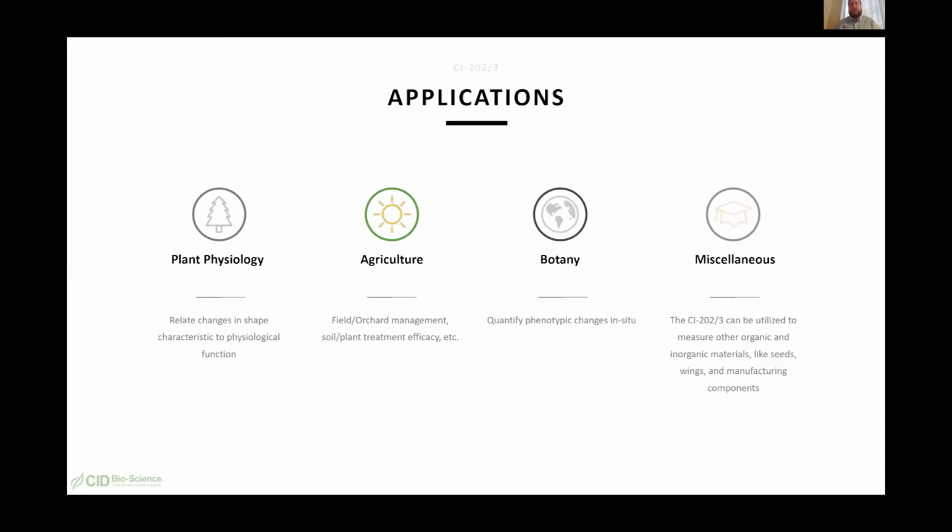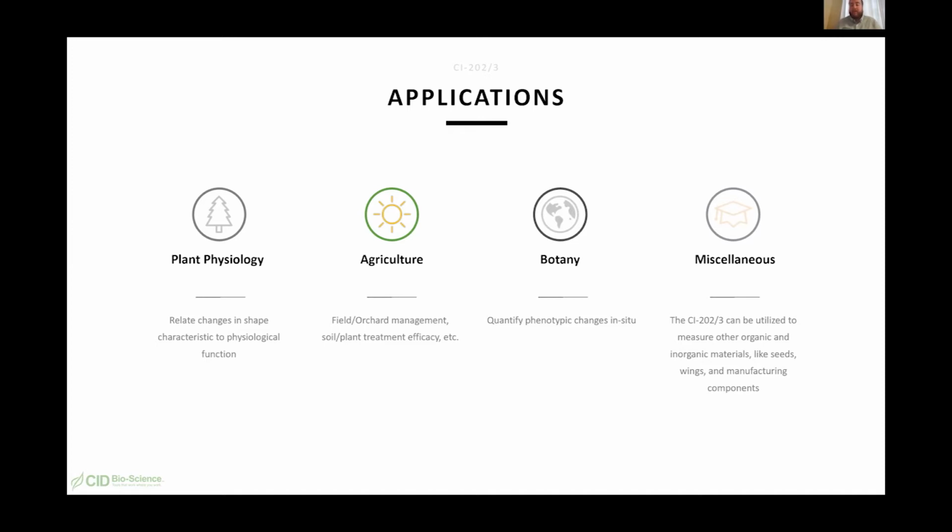So just some applications. Obviously, a lot of plant physiologists will use the CI-202 or the 203 to relate changes in shape characteristics to physiological function. As we'll see in one of these studies, I think the first study I'm going to go over, the instruments can be used for agricultural purposes, so looking at soil or plant treatment efficacy, or looking at orchard management or field management strategies. And then also can be used in botany for looking at phenotypic changes, and also advancements in technology, as we'll see later on in a couple of these studies that look at modeling phenotypic changes and phenotypic plasticity in these plants.